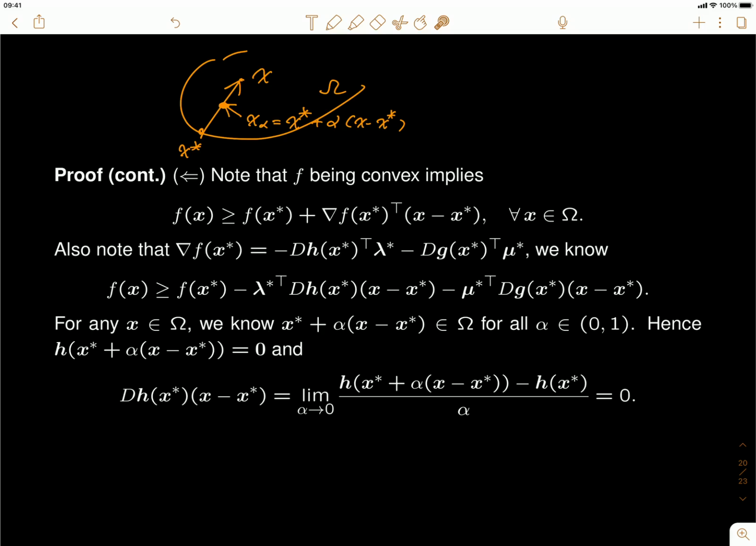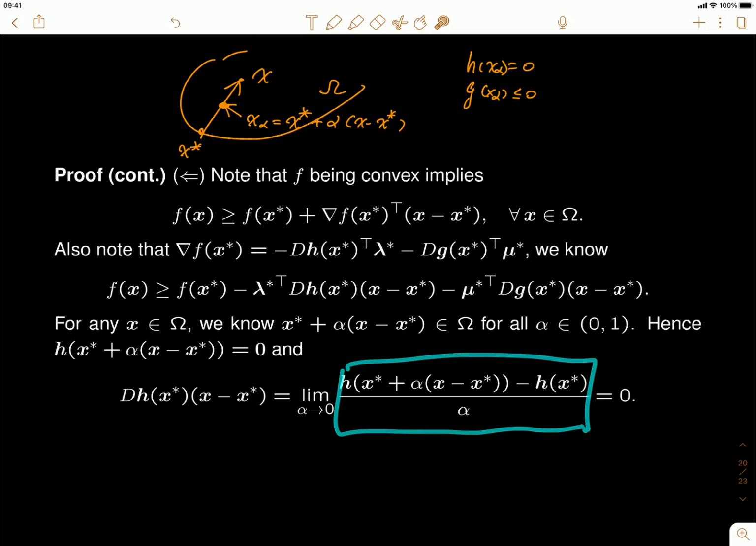All right, now because this point is in omega, this x alpha needs to satisfy both of the conditions in omega. That means h of x alpha must be equal to 0, and g of x alpha must be less than or equal to 0. For the first one, it's similar to before. Since h of x alpha is equal to 0, we subtract h of x star, which is also 0 since x star is a feasible point as well, and then divide by alpha. Then we get this quantity, and it is always 0, no matter what alpha is.